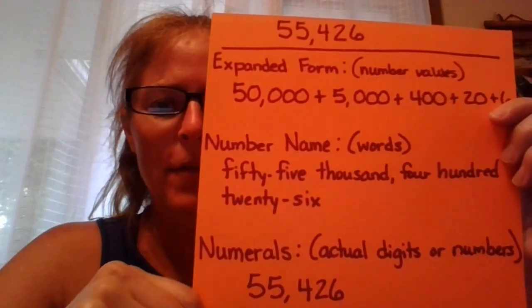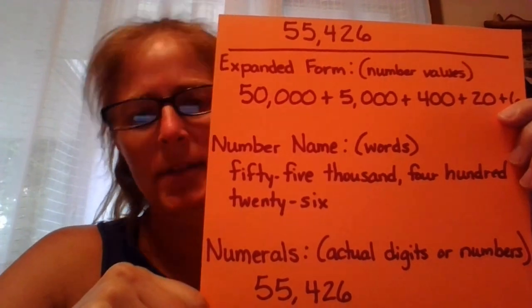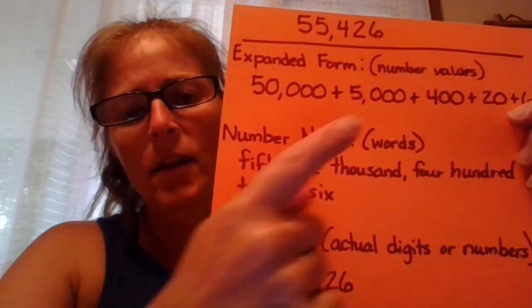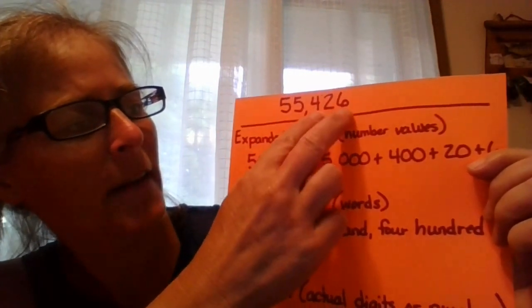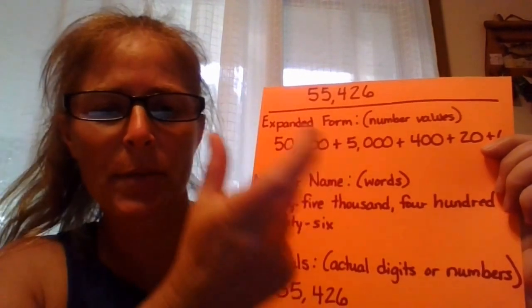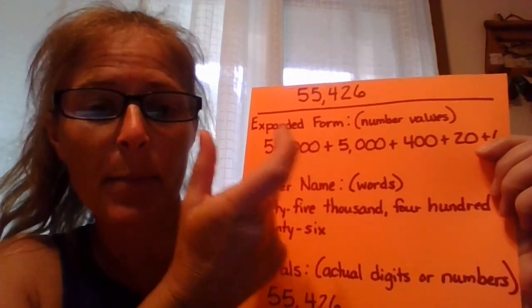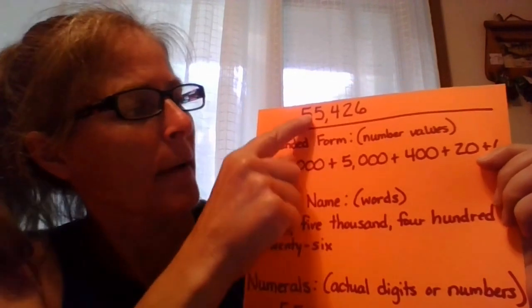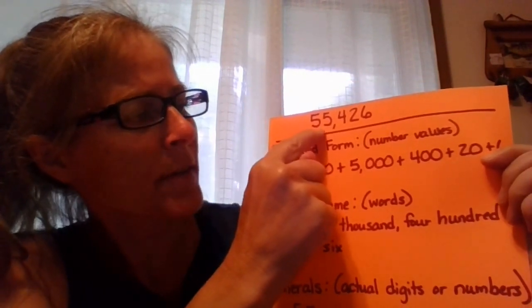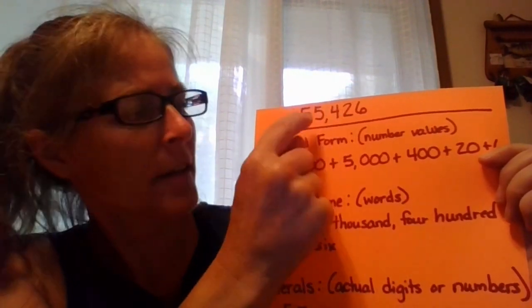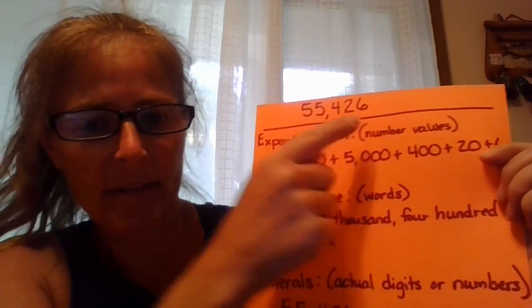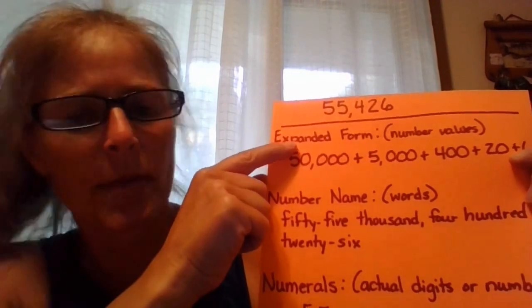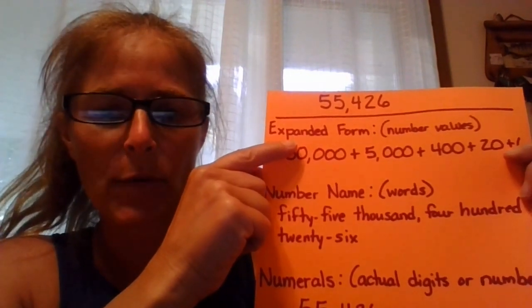Now we're using the number 55,426. Okay, you can see at the top we have our 55,426. I read these 3 numbers together. The 3 digits, or the numbers that are in the period, get read together. Even though there's only 2 digits, it's still part of that period. So it's 55,426. Expanded form is when we talk about number values.